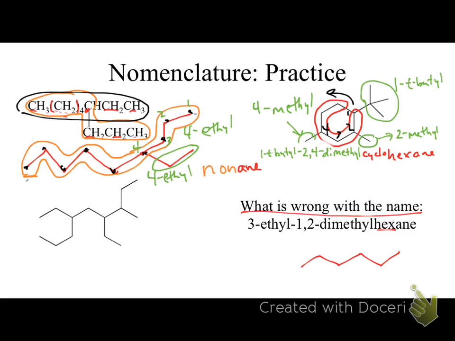The ane ending means we don't have any special functional groups, so we can leave it as the ane. The next part is going through and evaluating our substituents. We have a methyl, dimethyl, and those are located at positions 1 and 2. So where's position 1 and 2?